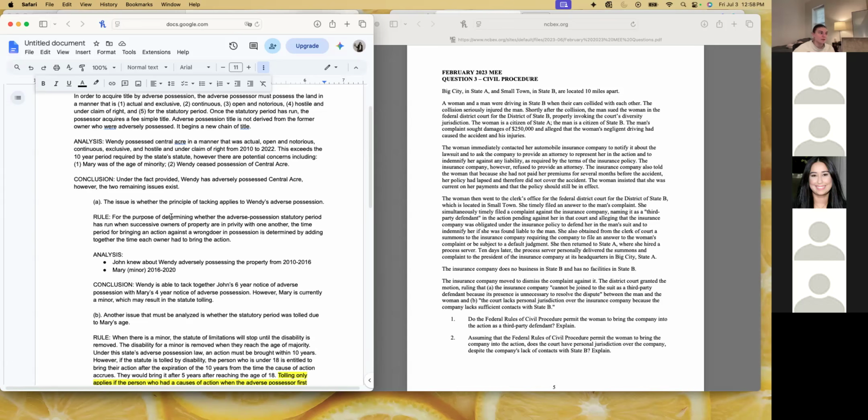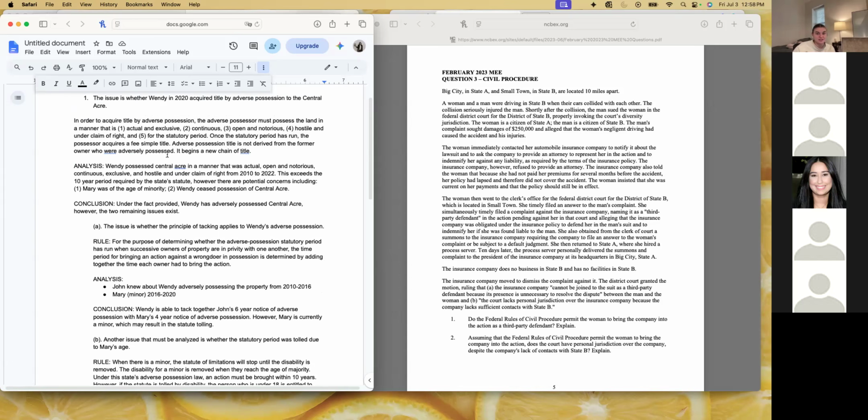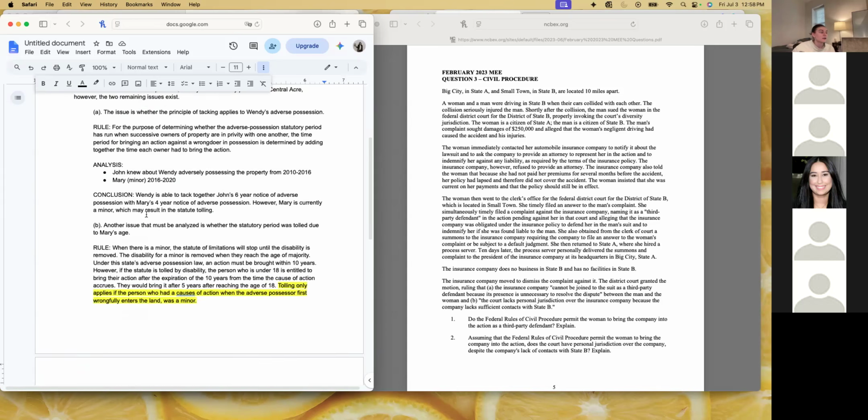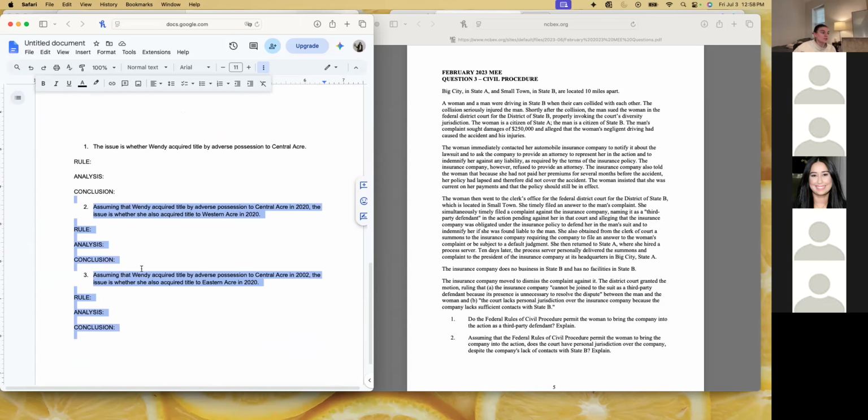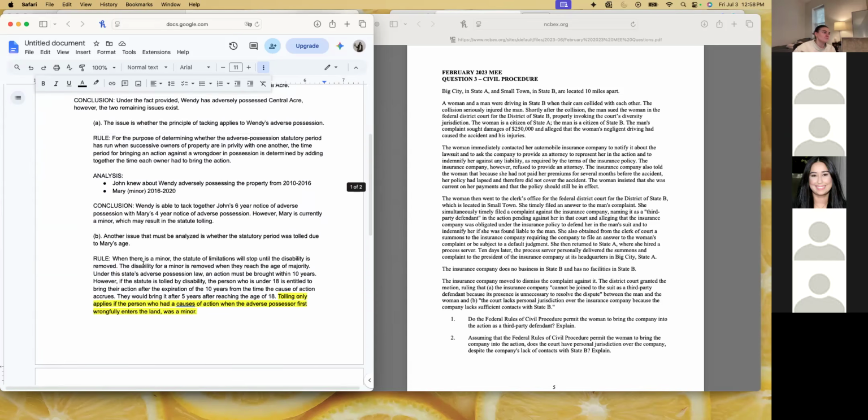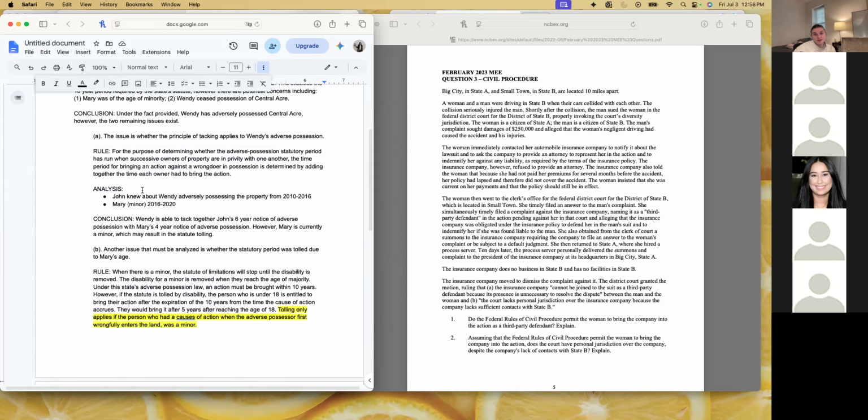And so what probably happened is most people talked about adverse possession and said that Wendy did adversely possess. That means you had the right issue, the right rule, and the right conclusion. We just did not have a good analysis and we missed some rules. Then if you got these two parts correct, right, then that means that you got a lot of points. Do I keep the mini conclusion in there? I would for this particular essay.